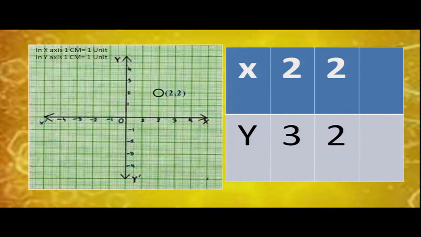See, (2, 2) satisfies this equation. Here x is 2 and the value of y is also 2. Now see, the value of x is 2 and the value of y is 3. That means whatever be the value of y, x is always 2 here. So, is it a linear equation? Let's have the graph of this equation.